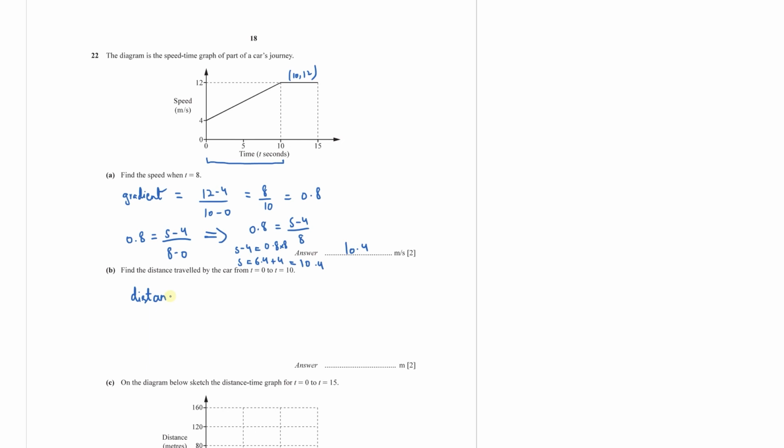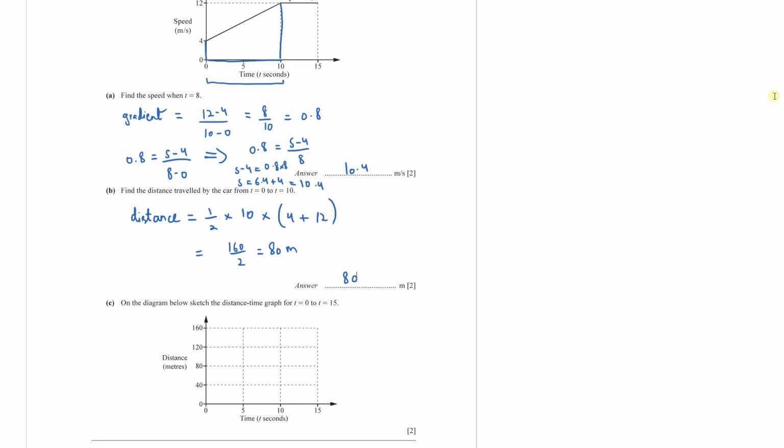So distance would be equals to the area of the trapezium, which is given by 1 by 2 into the height, which is 10 here. This is the height. So height is 10 and then multiplied by the sum of the parallel sides. So one side is 4 here plus the other side is 12 here. So you get 4 plus 12 is 16. 16 times 10 is 160 over 2, which is 80. So 80 meters. So the distance traveled from t equals to 0 till t equals to 10 is 80 meters.